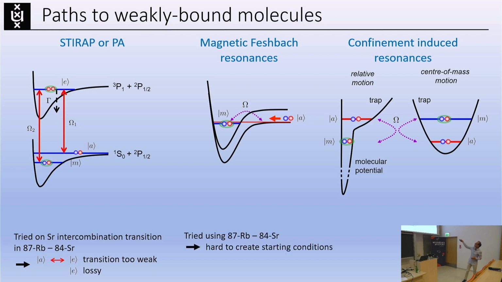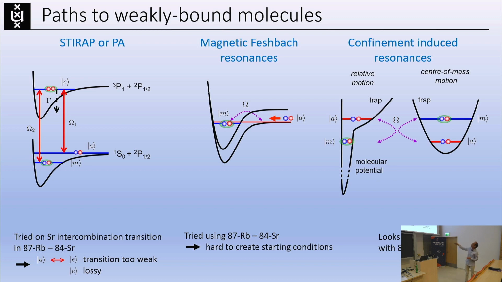Then we looked at magnetic Feshbach resonances, and there actually our problem right now is to create the good starting conditions for magnetoassociation. And finally, we looked at confinement-induced resonances, and that looks promising right now.